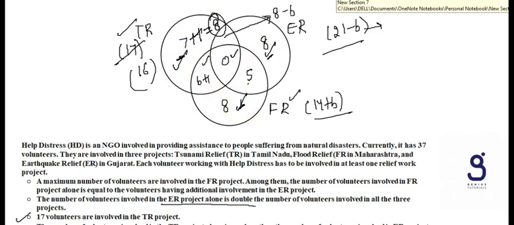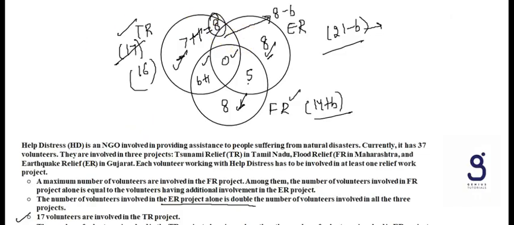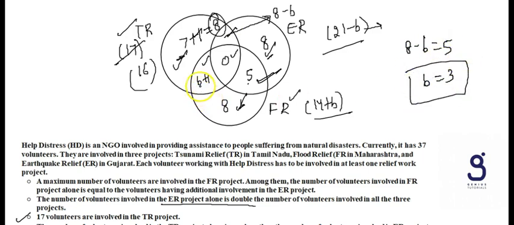Okay, what other conditions are given to us? It is given that at that point it was also found that the number of volunteers involved in FR and ER project was the same as the number of volunteers involved in TR and ER. Okay, so FR and ER here is 5. Okay, and this should be equal to ER and TR. That means 8 minus B should be equal to 5. So we will get B is equal to 3 here. Okay, that means this region is equal to 4.